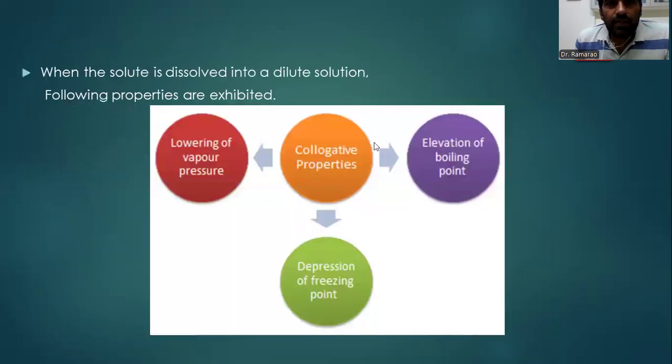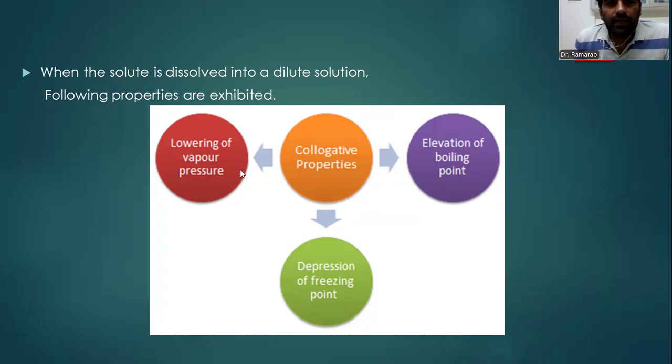When the solute is dissolved in dilute solutions, the following properties are exhibited. Here one more is missing, osmotic pressure. So the first one is lowering of vapor pressure. The second one is elevation of boiling point. The third one is depression of freezing point. The fourth one is osmotic pressure.